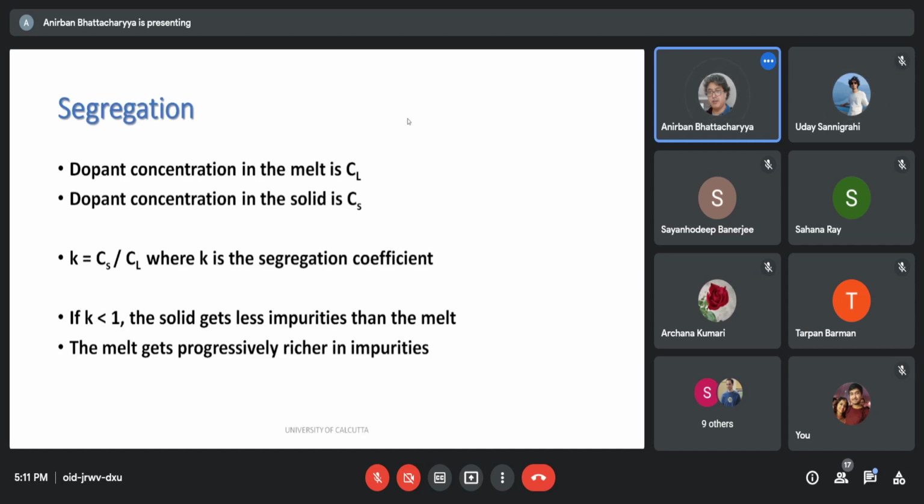Yes or no? I want you to understand this well. Why is the concentration getting higher and higher? Because the ice is not taking up as much as it should. Okay.